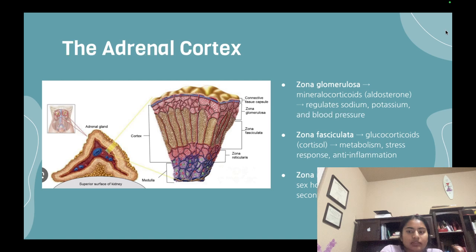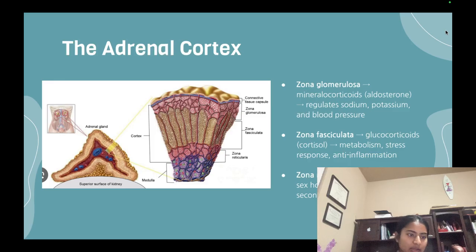Each of these 3 distinct layers produces a different type of hormone. The zona glomerulosa is the outermost layer. It's located just beneath the capsule of the adrenal gland, which, by the way, sits on top of each kidney and divides into 2 main regions. They have the adrenal cortex on the outside and the adrenal medulla on the inside.